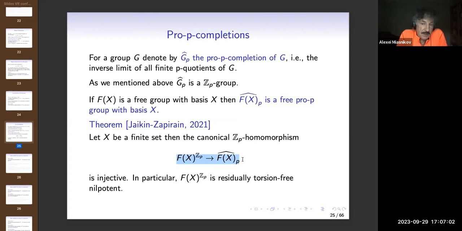What Hai-Kun Zhang again proved in his paper, and he mentioned it's one of the big results there, is that in fact this embedding, this homomorphism, is injective. So inside of the free pro-p group, there is this nice construction F(X)^{Z_p} that sits inside.